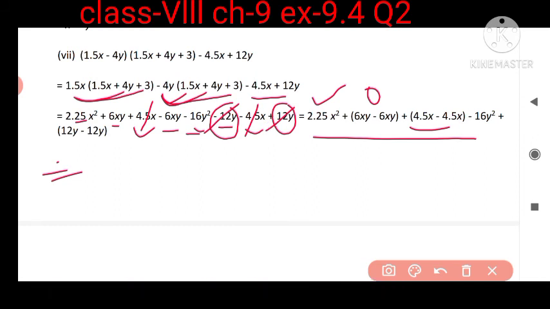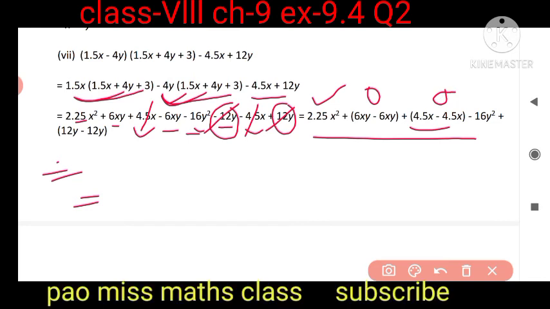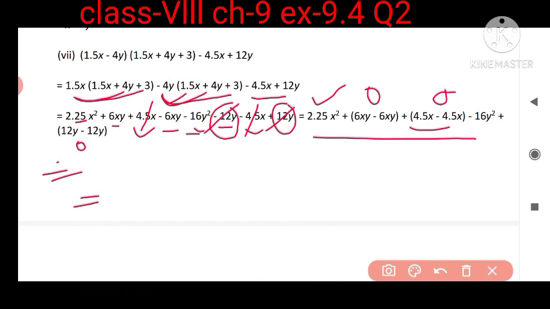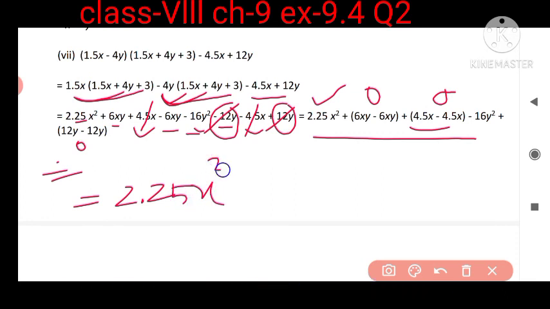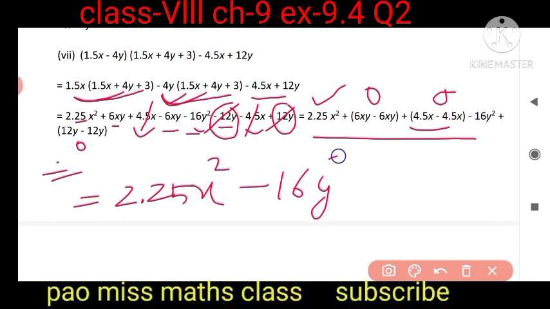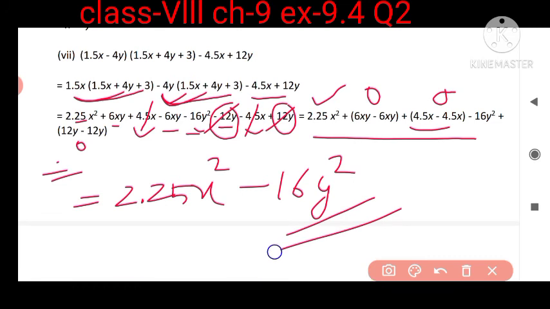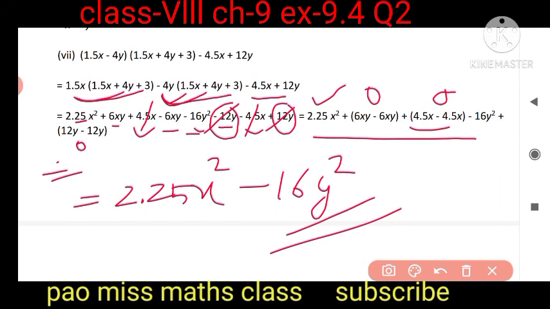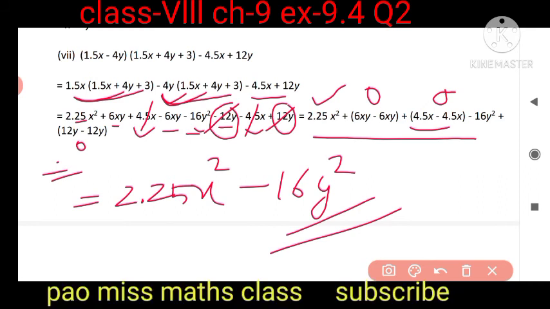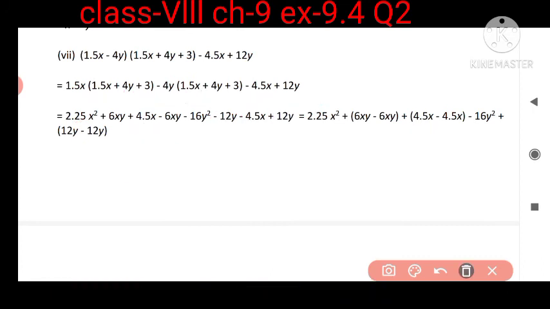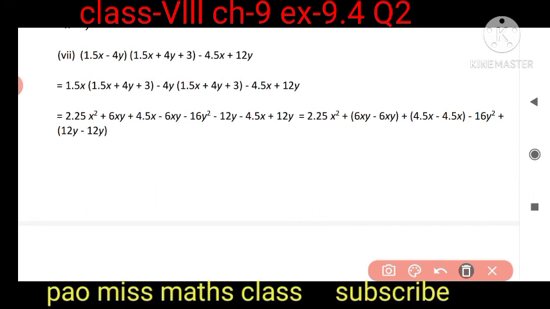Then what will remain as your answer? Because here also 0, here also 0, and this will also become 0. Then what is remaining? 2.25x square minus 16y square. Okay, this is the required answer of this solution. Okay, any doubt you can ask me. Because same variable, one is plus, one is minus, it will become 0. Okay, directly you can cancel it out. Okay, now solve this in your notebook. And now come to next question.